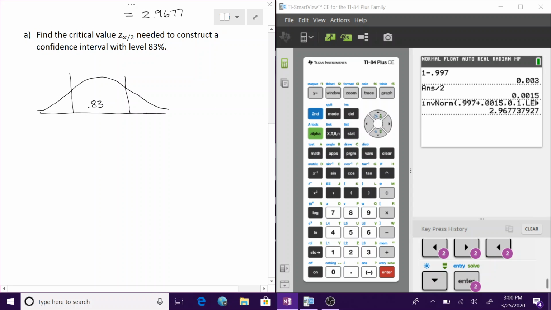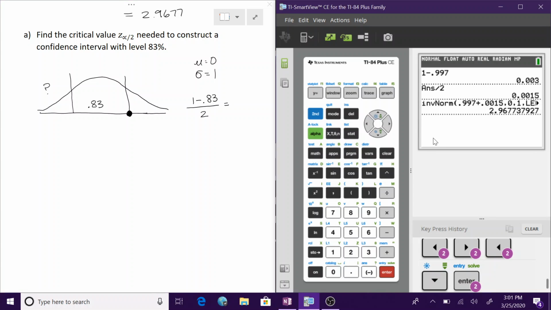Find the critical value z alpha over 2 needed to construct a confidence interval with the level 83%. So we're going to do the same process. The first thing I want to remember is my mean is going to be equal to 0. My standard deviation is equal to 1. I am trying to find this specific z-score or critical value right here. So I need to find this missing area first. So we're going to have 1 minus 0.83. And again, we have two areas that are missing. We're going to divide it by 2.